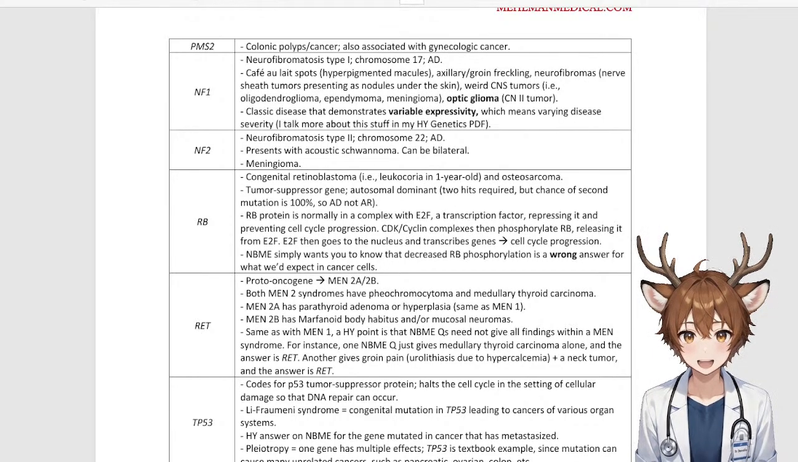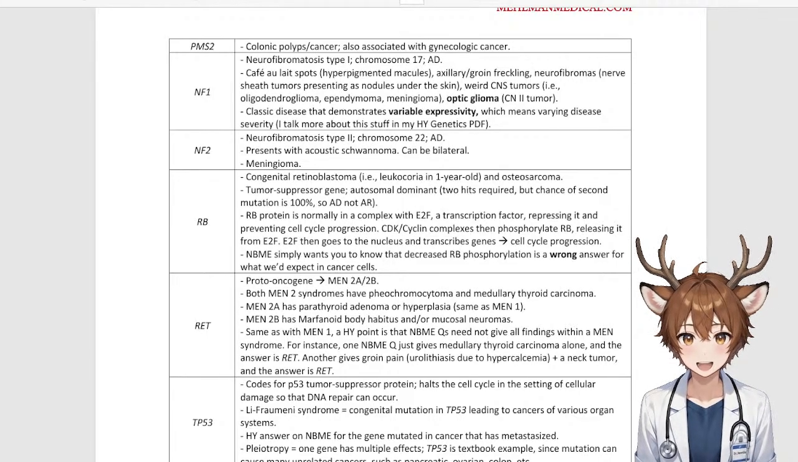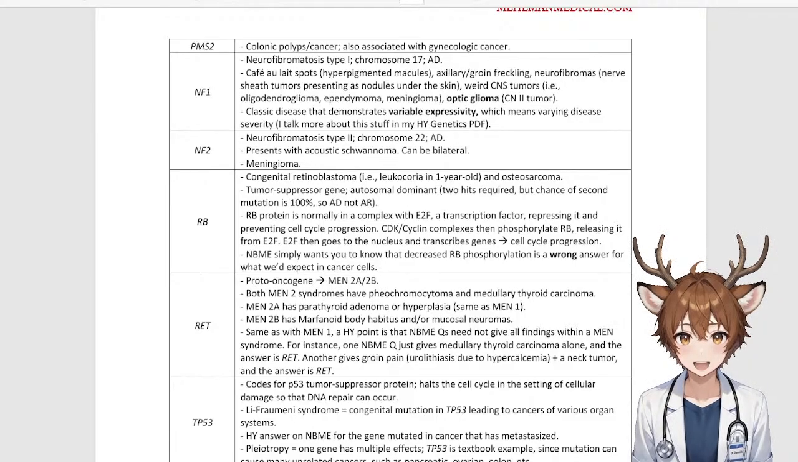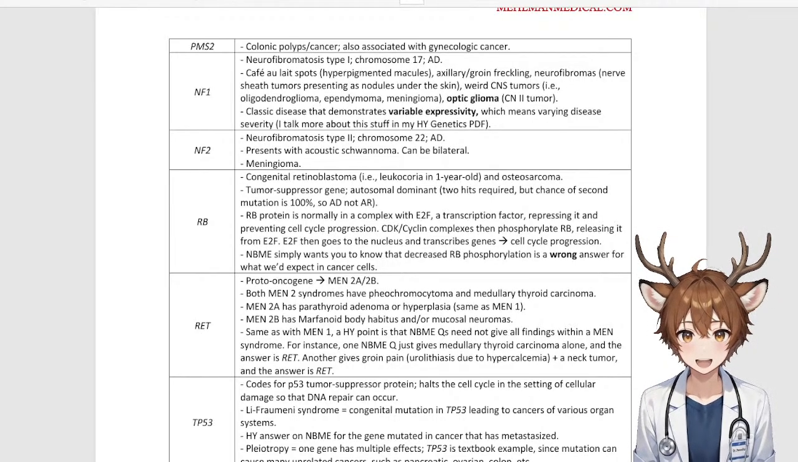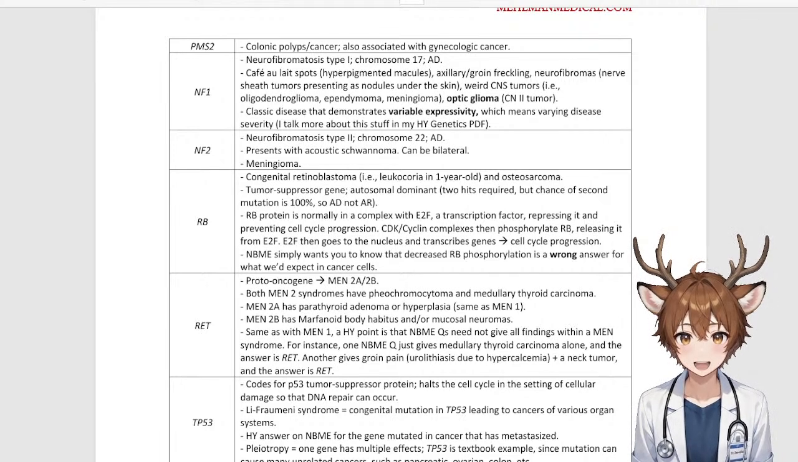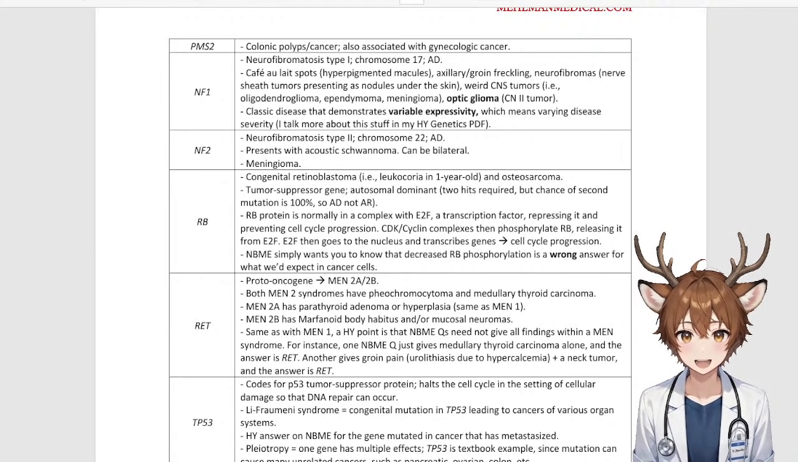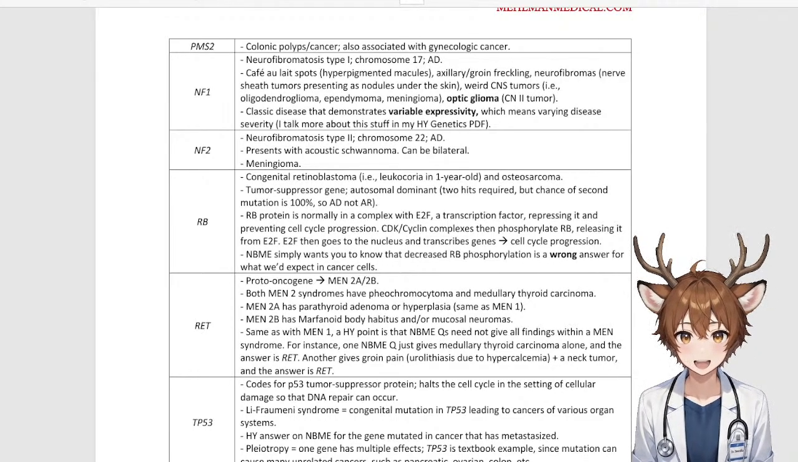RB protein is normally in a complex with E2F, a transcription factor, repressing it and preventing cell cycle progression. CDK cyclin complexes then phosphorylate RB, releasing it from the E2F. E2F then goes to the nucleus and transcribes genes, leading to cell cycle progression. NBME simply wants you to know that decreased RB phosphorylation is a wrong answer for what you'd expect in cancer cells.